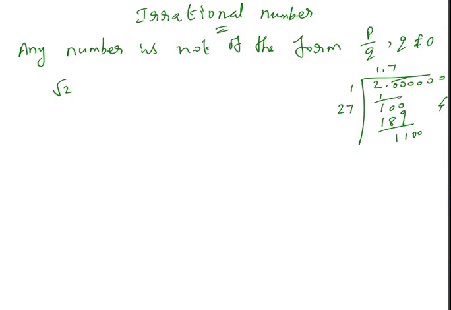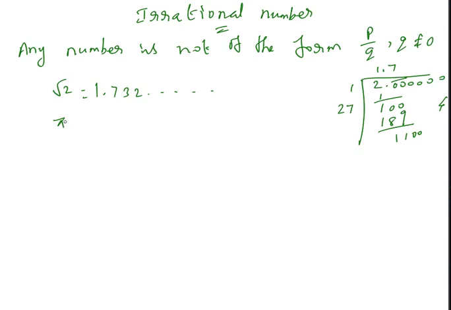If we take the square root of 2, it will go 1.732 and so on. The number will not stop at any point. These numbers are called irrational numbers. A number of the form p by q is called a rational number. If it cannot be written in the form p by q, it is called an irrational number.